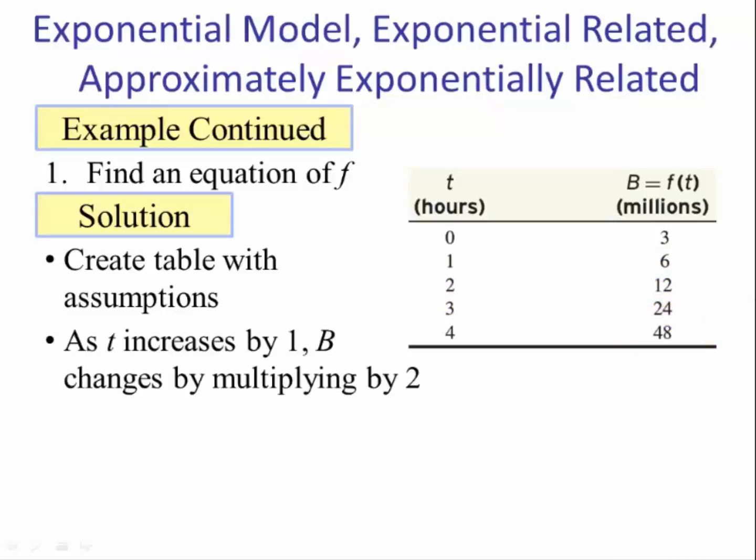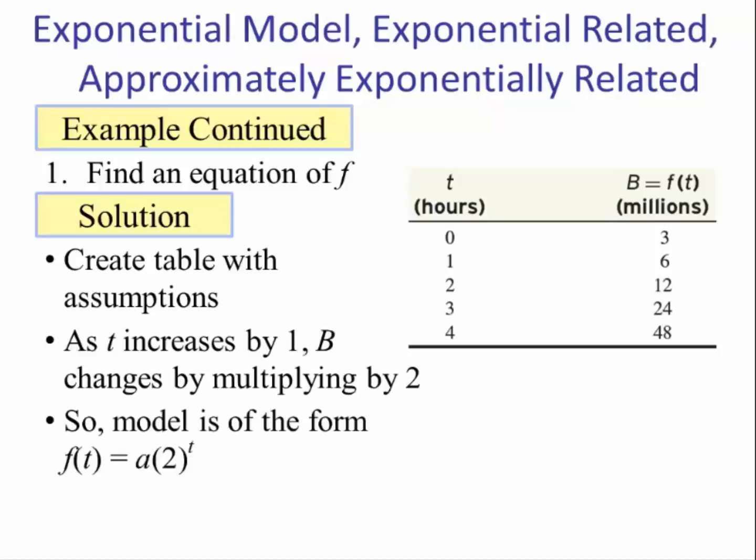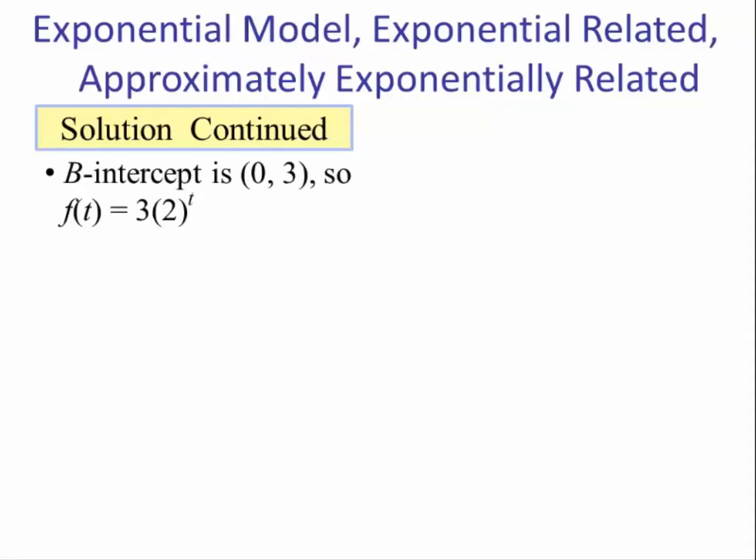So as t increases by 1, f of t changes by multiplying by 2. It doubles. So the model is in the form f of t equals a times 2 to the t power. So the intercept is (0, 3), because when t was 0 we had a y value of 3. So our function is f of t equals 3 times 2 to the t power.